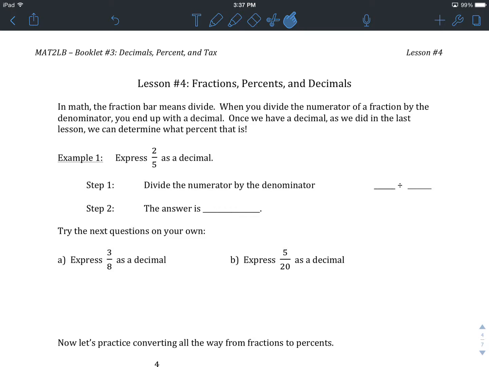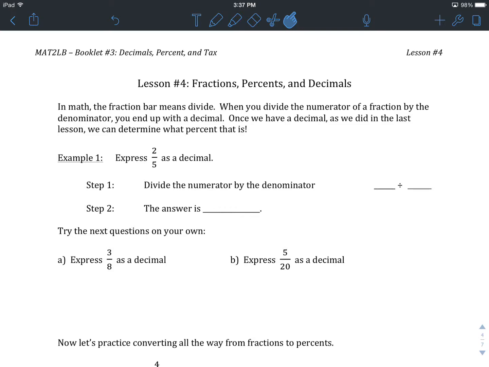So in math, the fraction bar means divide. When you have a numerator and a denominator in a fraction, what it's asking you to do is divide the numerator by the denominator. Then you end up with a decimal. Once we have a decimal, it's very much like lesson number 3, where we can convert from a decimal to a percentage by multiplying it by 100. But let's work on the first step first.